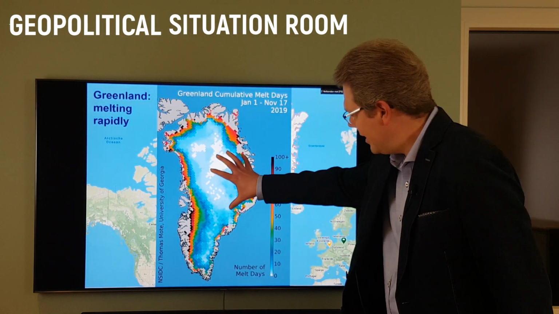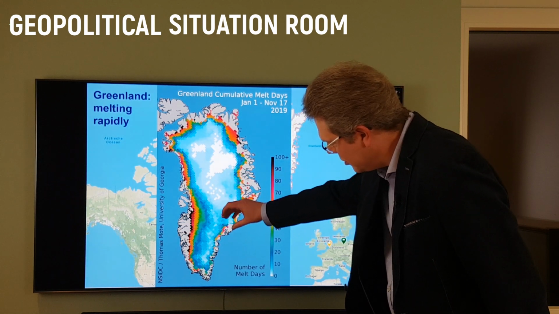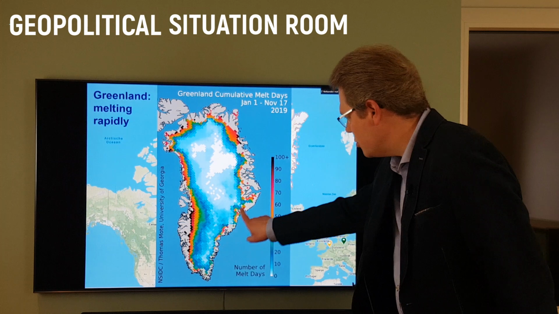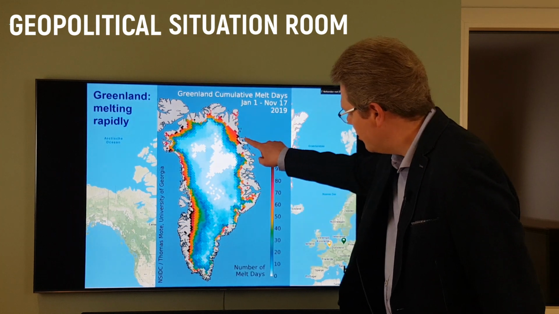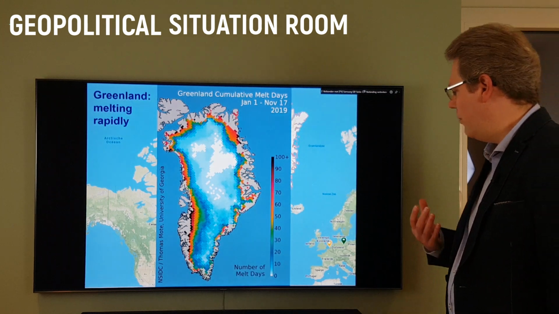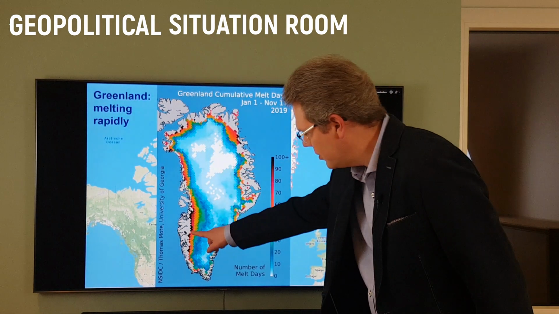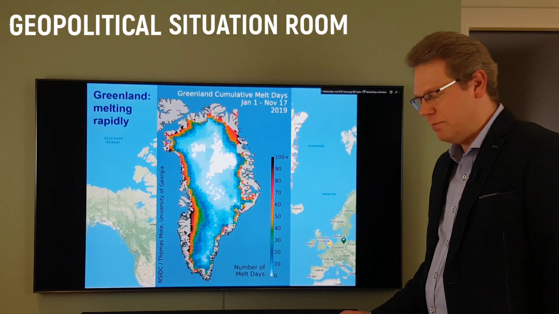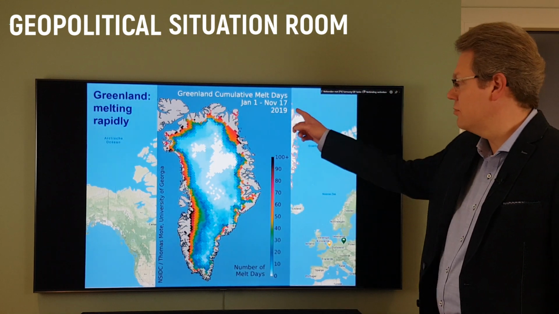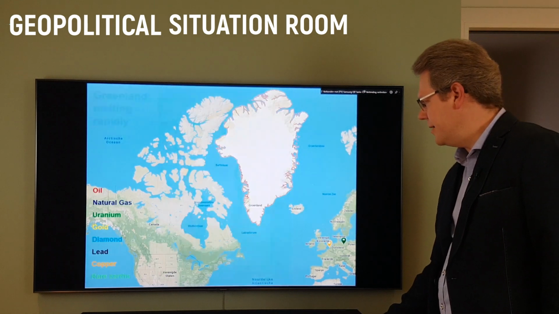This is ice, land-based ice, but there is also ice that is connected to the sea, especially these regions over here, and especially also over here. This is thawing very much. You have melt days of over 100 days, and this process is increasing. This is quite recent data from November 2019.